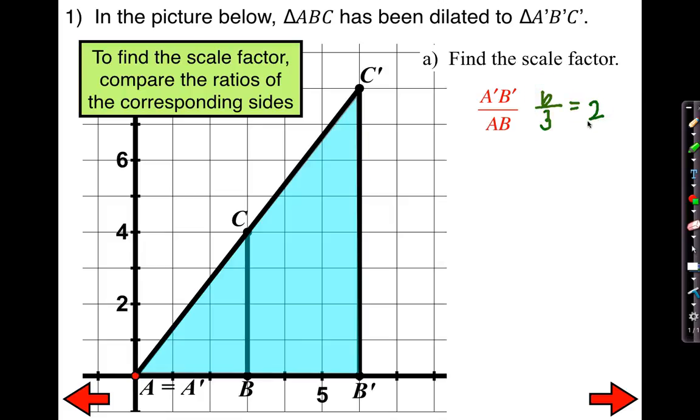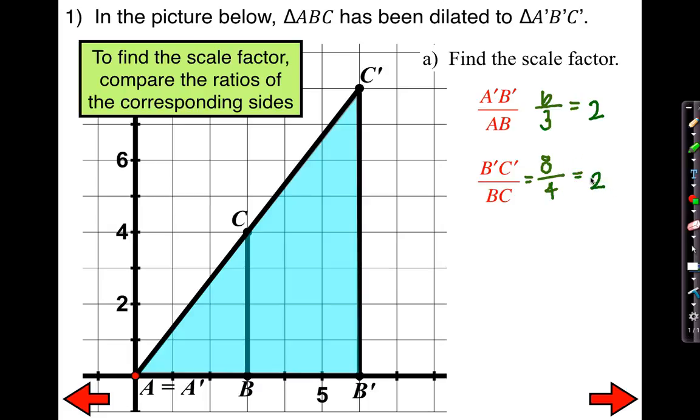Now I'm going to look for another pair of corresponding sides. I'm going to look at B prime, C prime, along with BC. So B prime to C prime, from here to here, how long is it? Well, it's 1, 2, 3, 4, 5, 6, 7, 8 units. So I'm going to write 8 over BC, which is 1, 2, 3, 4. So 8 over 4 reduces to 2 as well.